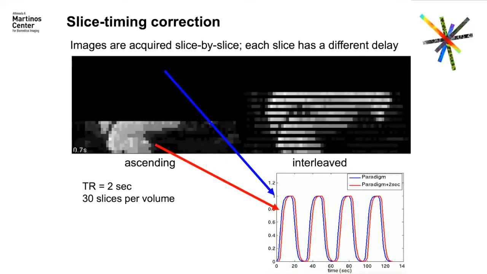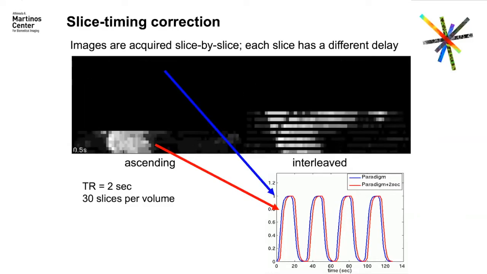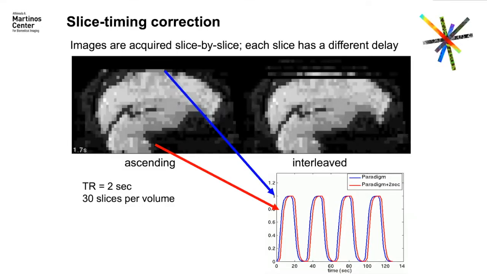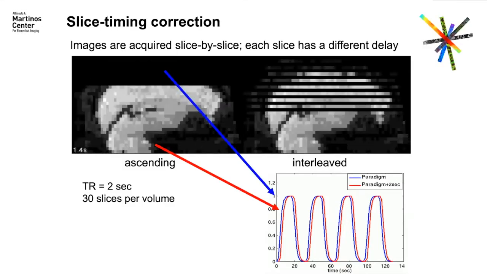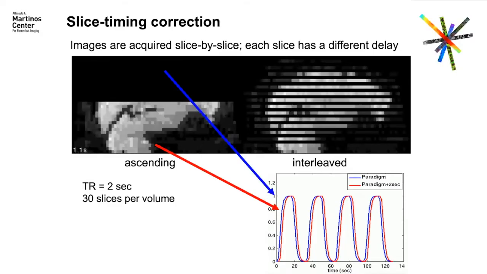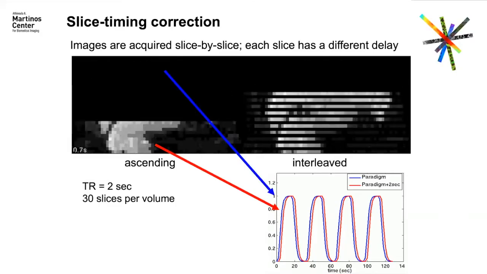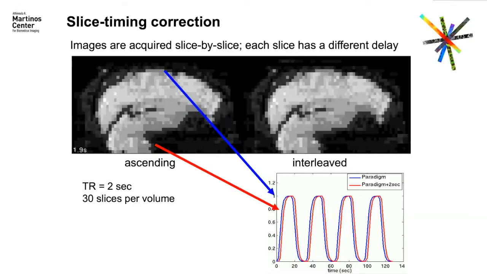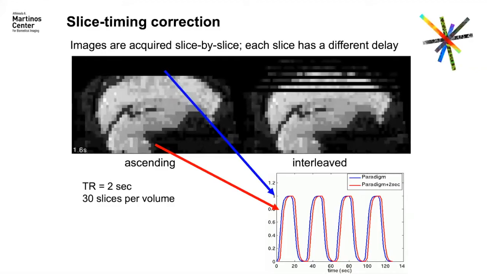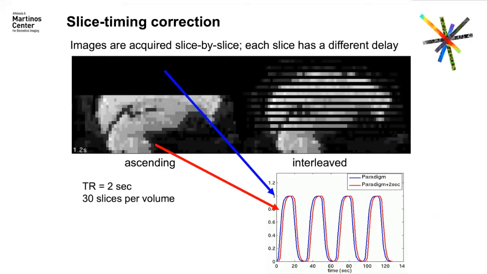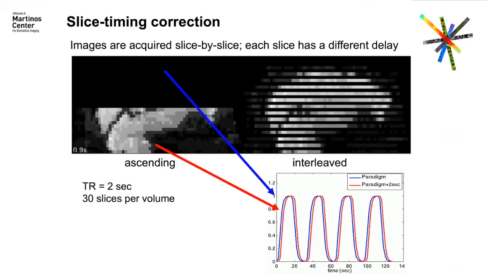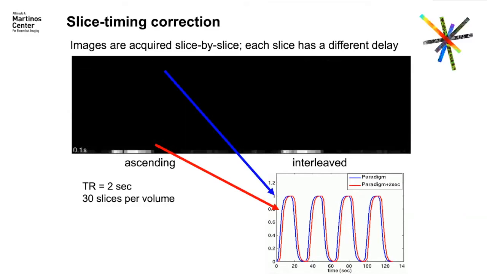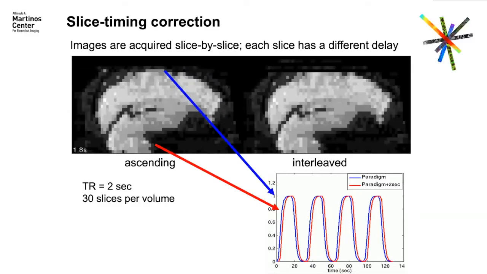So slice timing correction basically corrects this mismatch. It takes that timing into account. On the right, you can see an interleaved approach. So in that approach, you basically go through the space twice. You take first every other slice, and then you come back and take another set of every other slice, and this makes this problem a bit smaller.